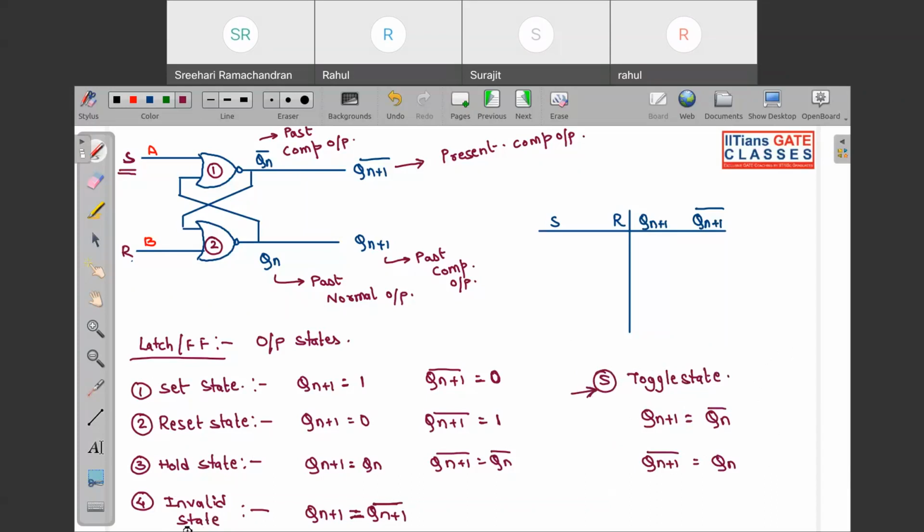Copy it down very quickly. I will be erasing this part because I require this space. Can toggle be possible in a latch also? No, toggle state will not be possible. That is why I told you we will see it in JK flip-flop and T flip-flop, not over here. But as we have output states, I have discussed them now.